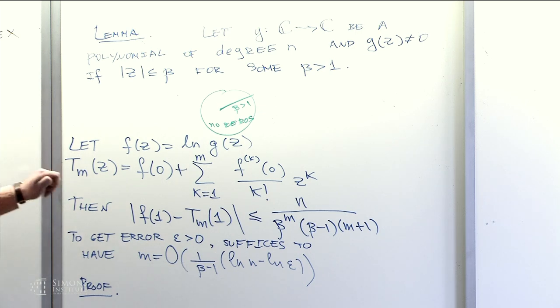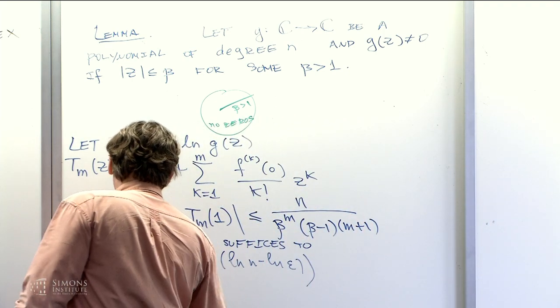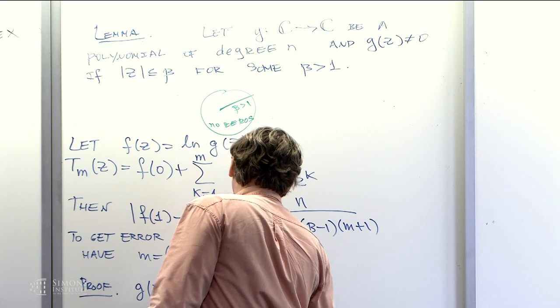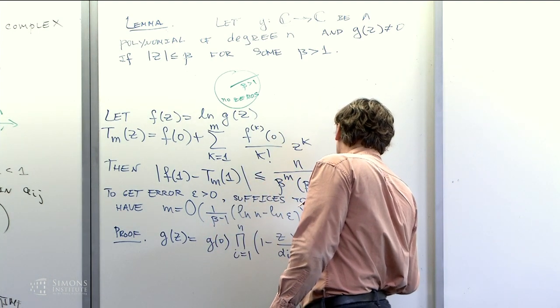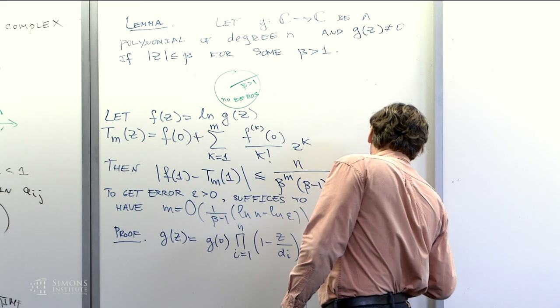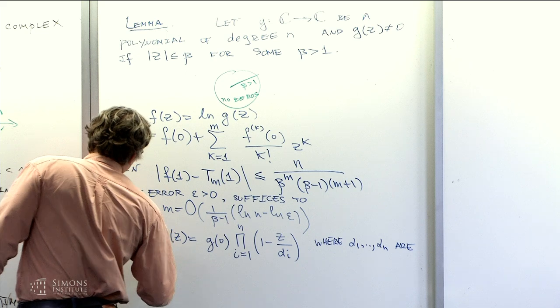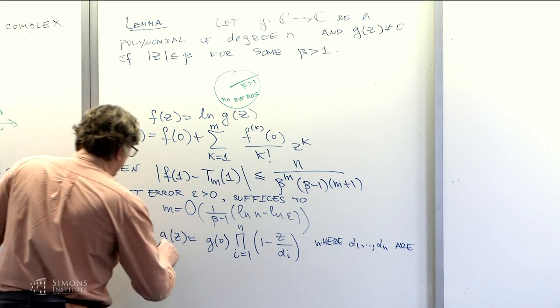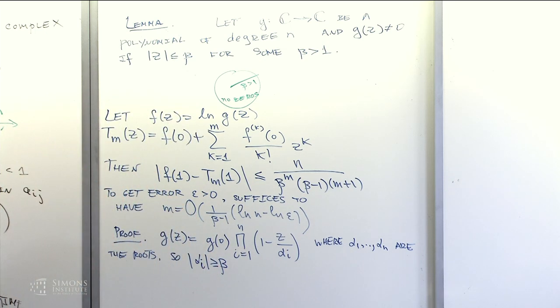So what happens here is that it's a polynomial of degree n, so we can factor it. So g of z is g of 0 times the product of n factors, 1 minus z over alpha sub i, where alpha 1, ..., alpha n are the roots. So if they are the roots, then we know that they don't lie in that disk. Therefore, they have absolute value greater than beta. I could have taken an open disk.